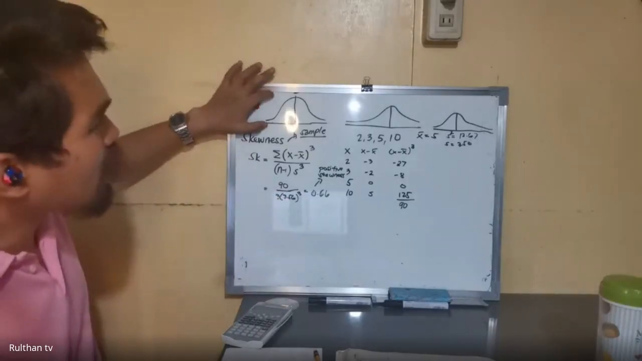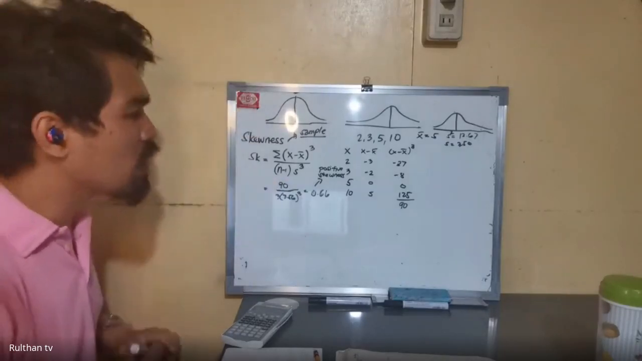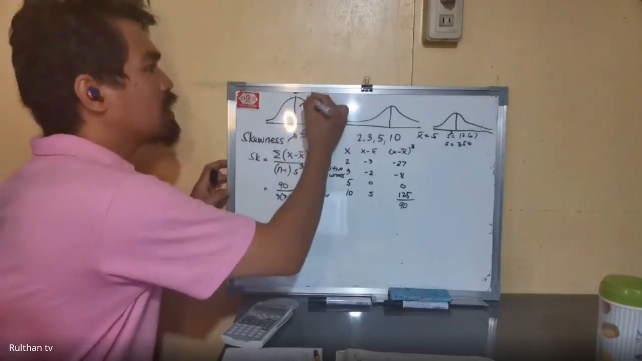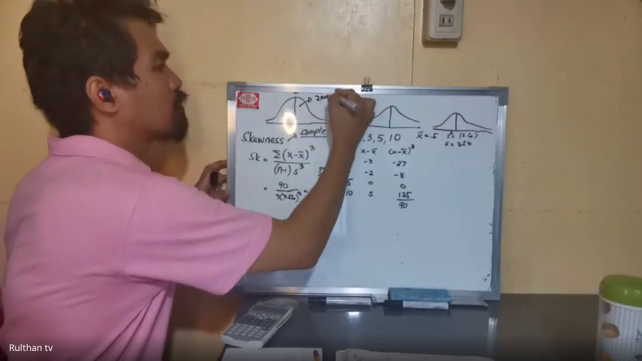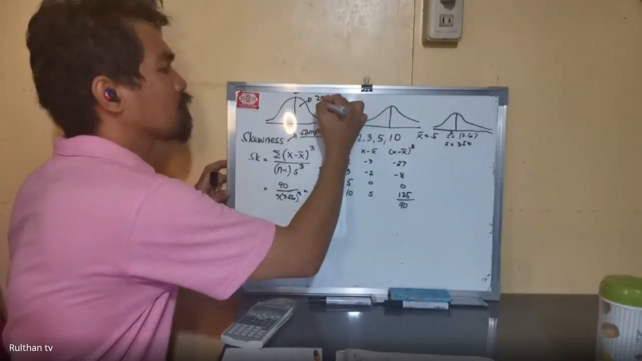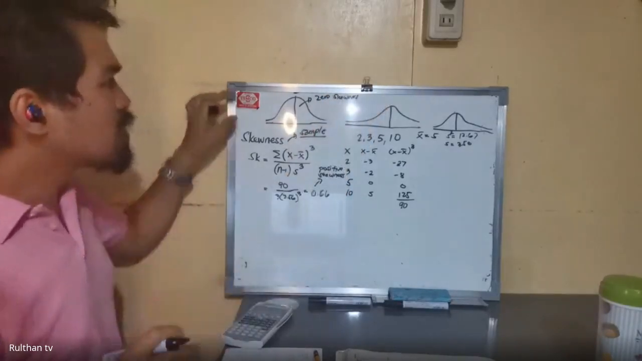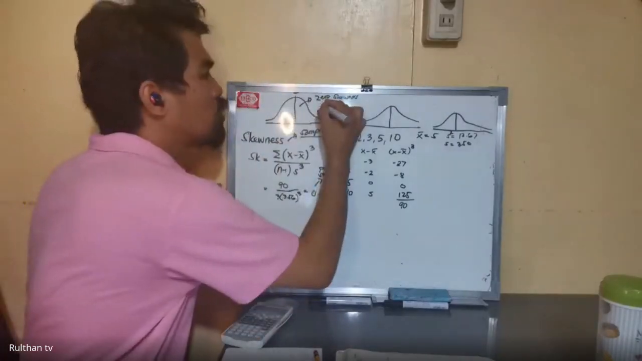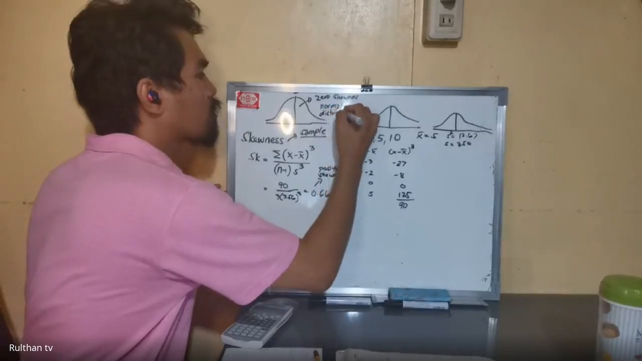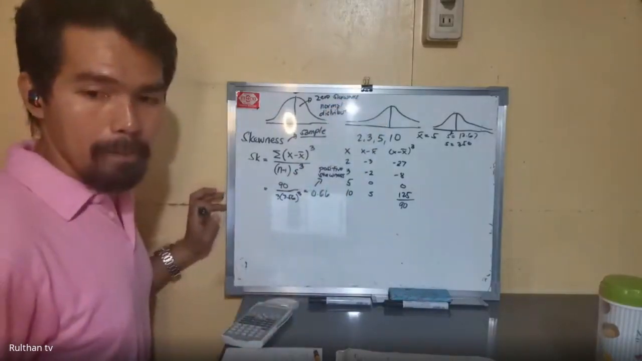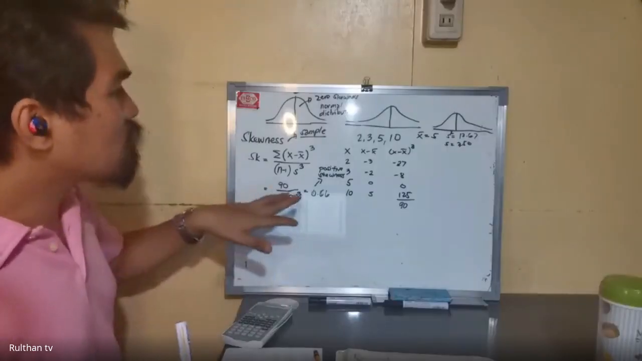Now, if the graph of your data is like this, meaning it's normally distributed, it means your skewness is zero. This is zero skewness. The skewness of the distribution is zero when it is a normal distribution. Okay, are you with me? Yes, sir.